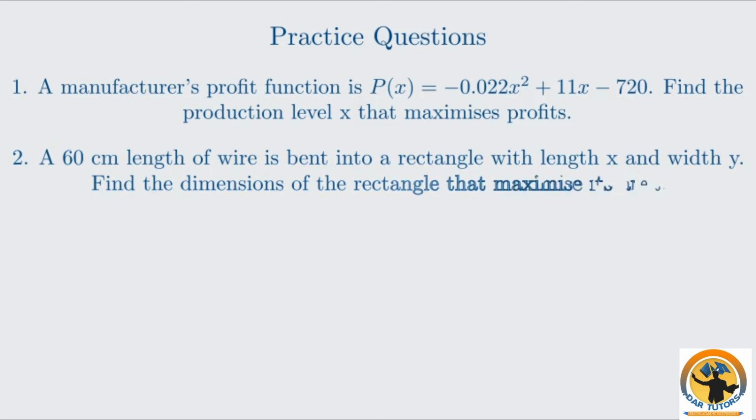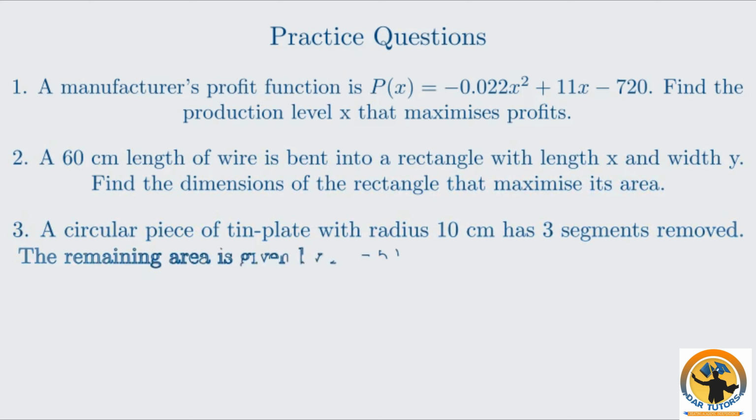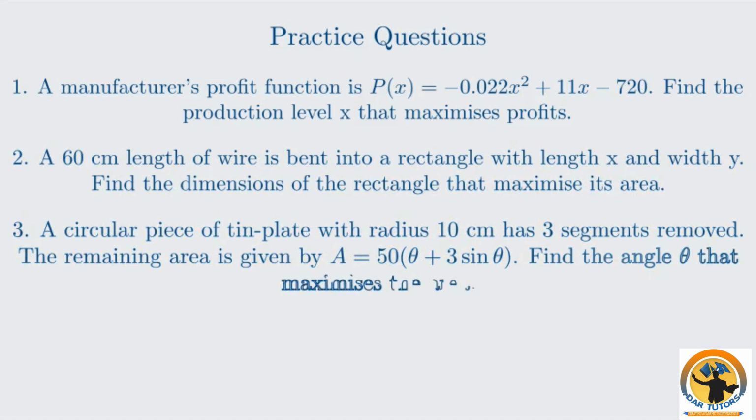Find the dimensions of the rectangle that maximize its area. Question 3. A circular piece of tin plate with radius 10 cm has 3 segments removed. The remaining area is given by A equals 50 times the quantity theta plus 3 sine theta. Find the angle theta that maximizes the area.